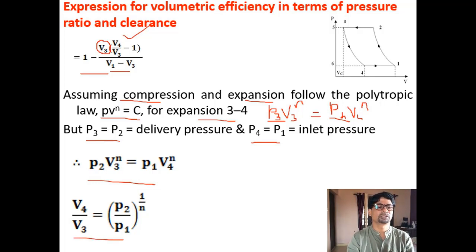So just think, this formula I am bringing here is to replace this V4 by V3 in the original expression for volumetric efficiency. So you have to understand that. V4 by V3 can now be replaced as P2 by P1 to the power 1 by n, because I am trying to express the volumetric efficiency in terms of pressure ratio and clearance. So already I wrote an expression for clearance. Now I have to bring the pressure ratio. So that's why I am doing these modifications here.